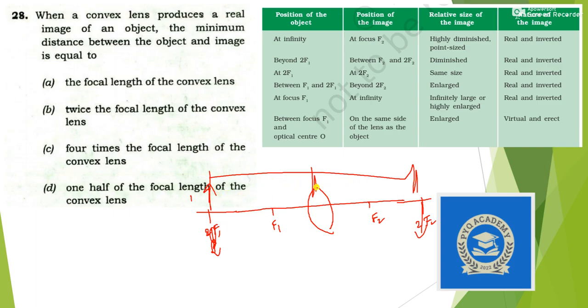So this is 2 times the focal length, and this is also 2 times the focal length. By adding these we get 4 times the focal length. So our answer is 4 times the focal length of the convex lens. Answer is option C. Okay, so let's move to the next question.